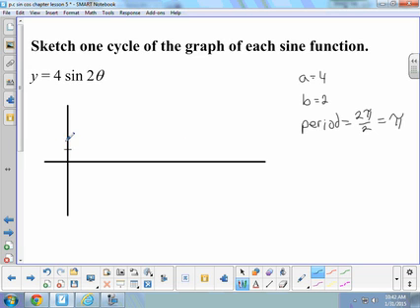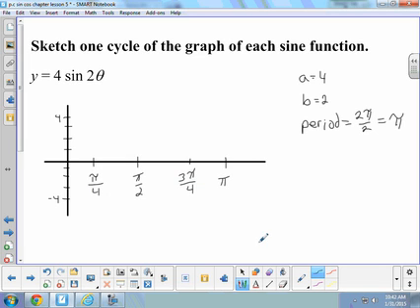So let's go ahead. It's going up 4, and it would be going down 4. Right here would be pi over 2. Oops, getting ahead of myself. Pi over 4 and 3 pi over 4.